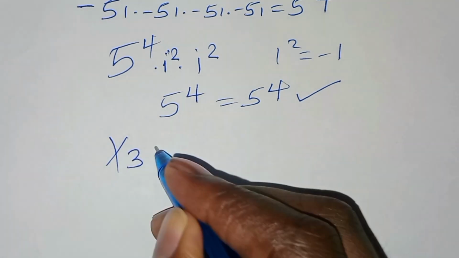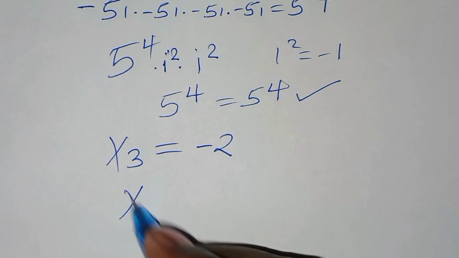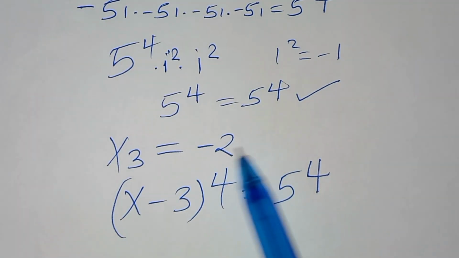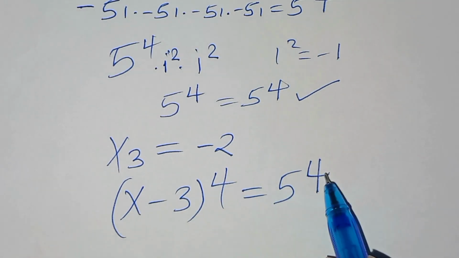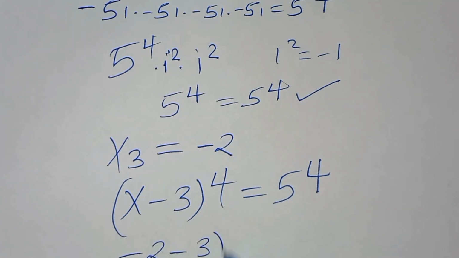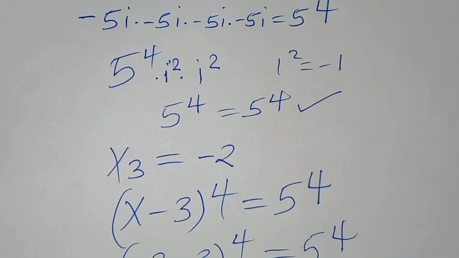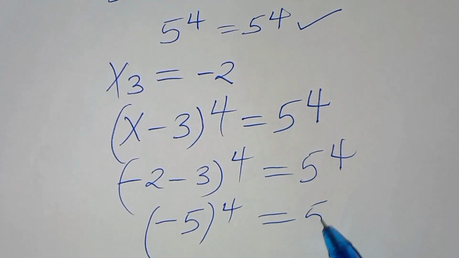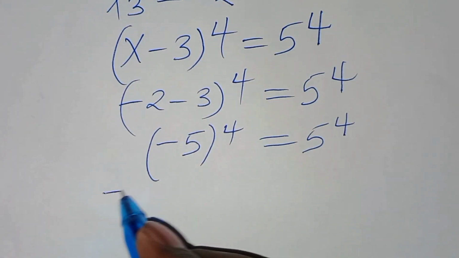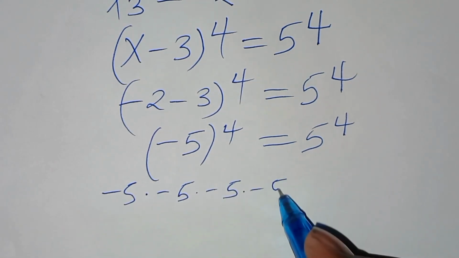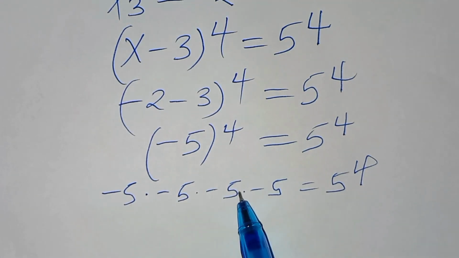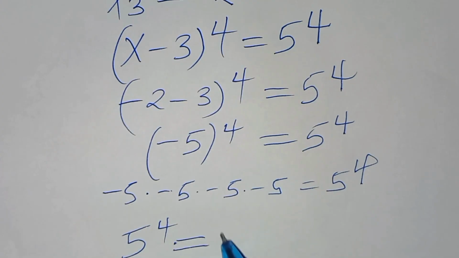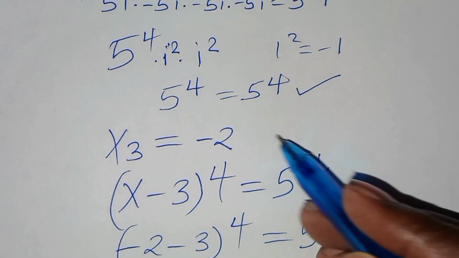Now let's check x3, which is negative 2. We have that x minus 3 to the power 4 should give us a value of 5 to the power 4. So x3 is equal to minus 2. Let's substitute here. This is minus 2 minus 3 raised to the power 4. So minus 2 minus 3 is minus 5 raised to the power 4. This should be equal to 5 to the power 4. So here we have minus 5 times minus 5 times minus 5 times minus 5. Now this is 5 times 5 times 5 times 5, which is 5 to the power 4. Minus times minus is positive, and minus times minus is positive. So we have 5 to the power 4 equal to 5 to the power 4. So x3 satisfies the equation.